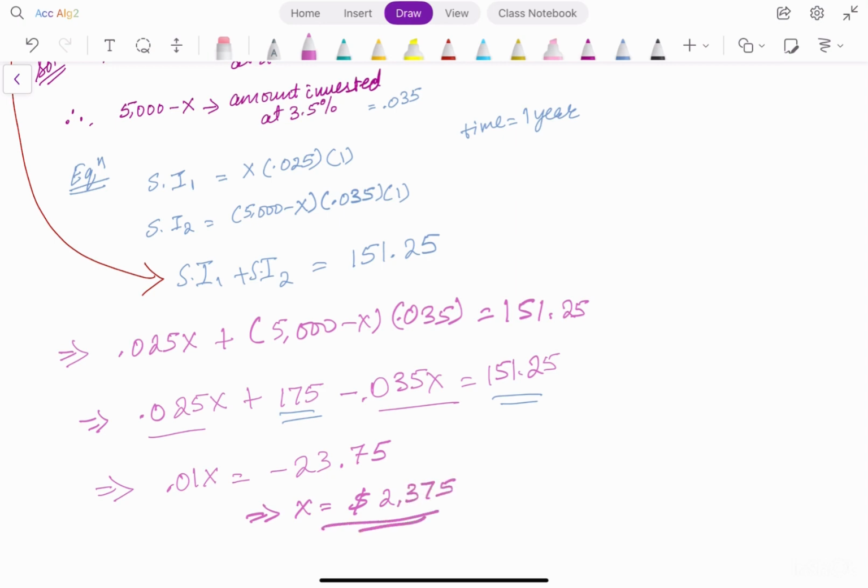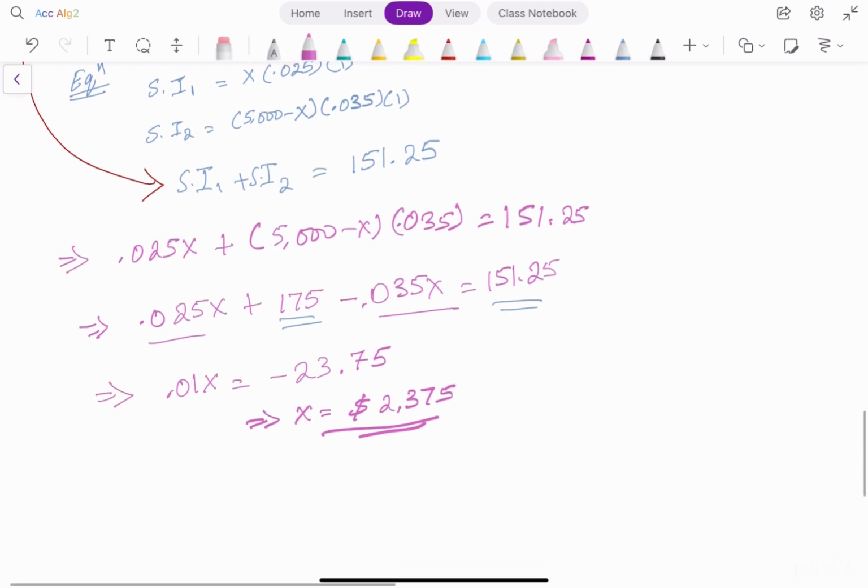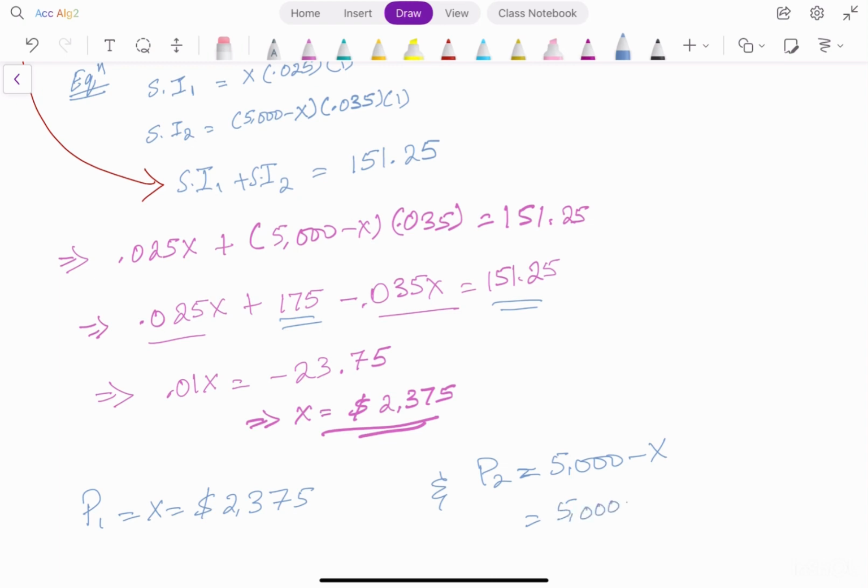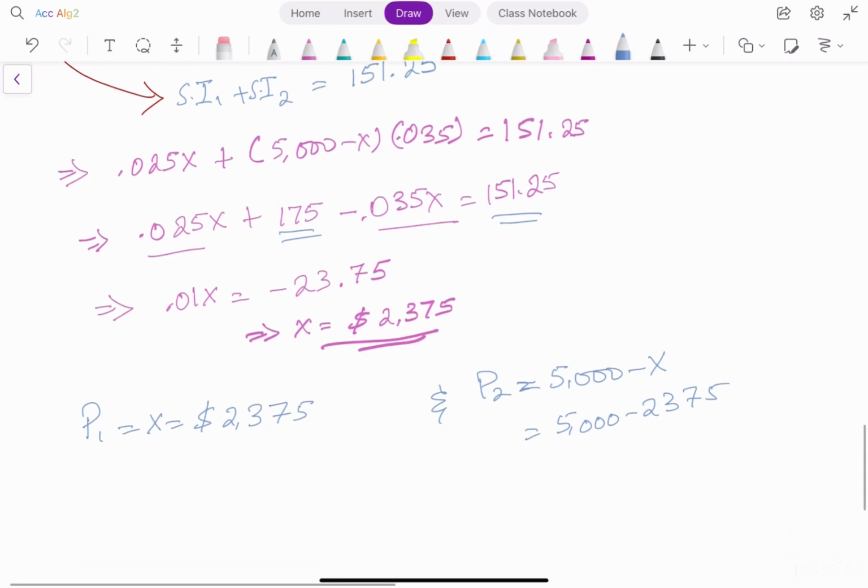Now if the value of x, that means the first principal, is 2,375, can I calculate the principal for the second bank account? So the principal for the first account is 2,375. Principal for the second bank account is 5,000 minus x, and x is nothing but 2,375. So the principal for the second bank account will be $2,625.